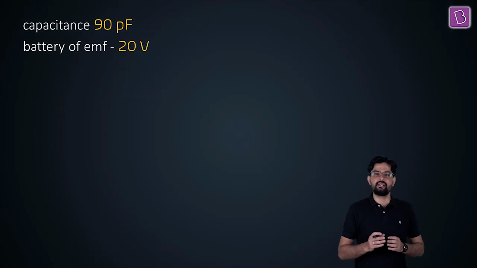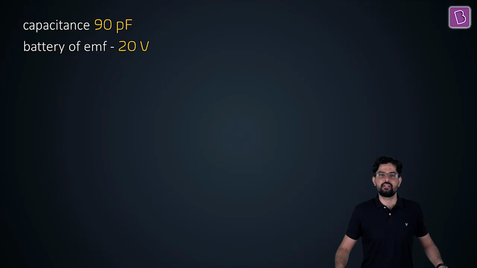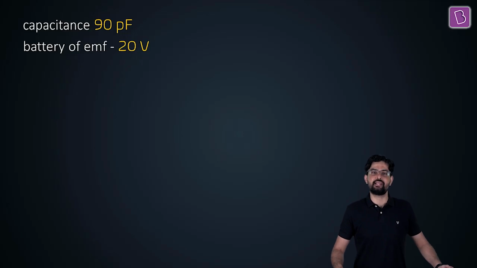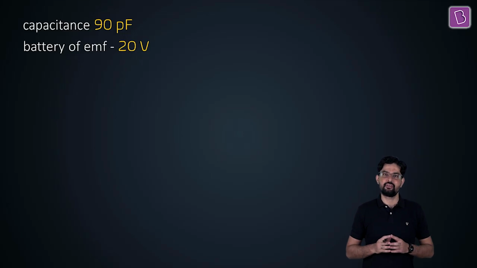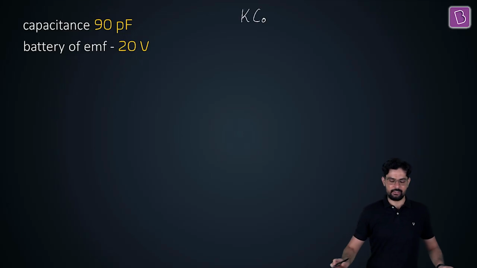So you know that with the introduction of the dielectric, the capacitance of the parallel plate capacitor will increase by the factor K. So the new capacitance is going to become K times the old capacitance.